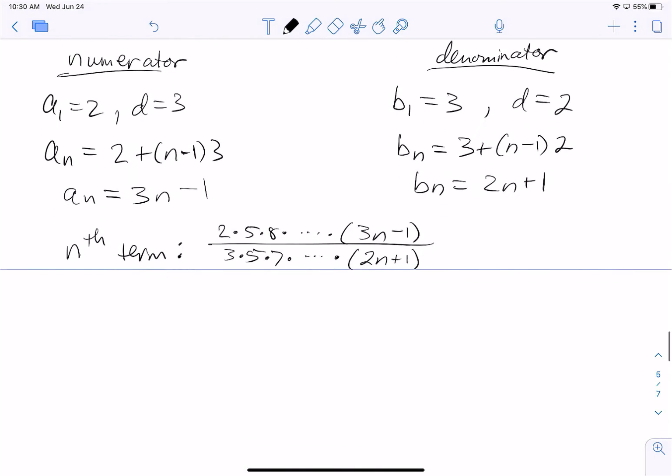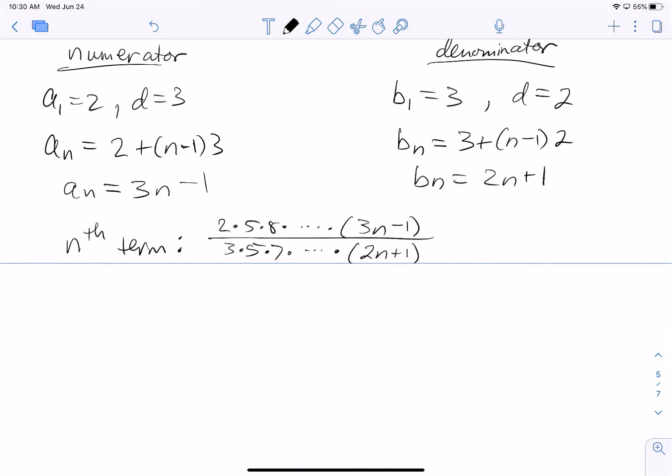What I'd like for you to do now is write the n plus first term and then perform the ratio test and come back when you have an answer.